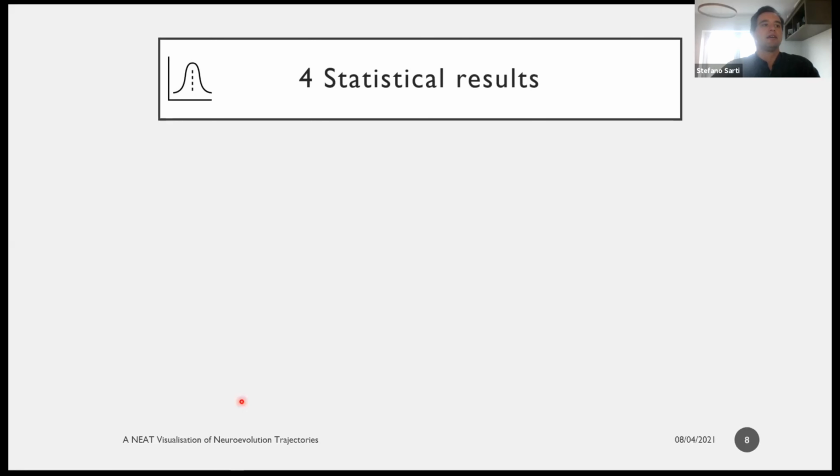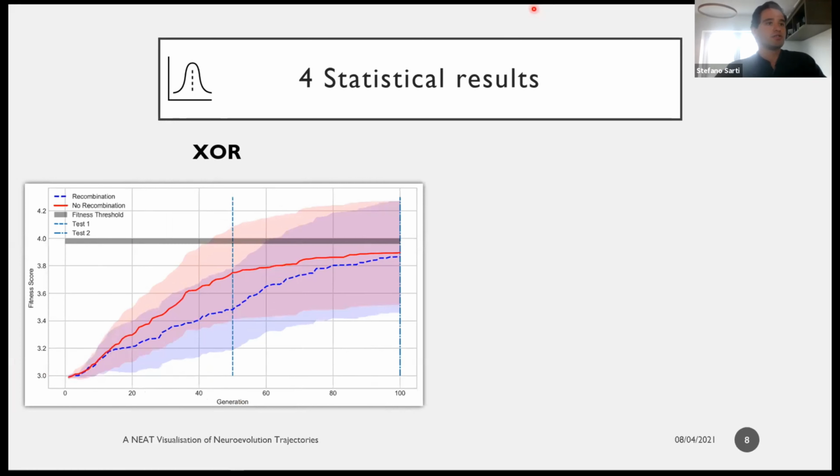So here we can see the convergence plot, initially for XOR. We have fitness scores on the y-axis and the generations on the x-axis. So XOR goes from 0 all the way to 100 generations. In terms of fitness threshold, the domain is deemed solved when it reaches a fitness threshold of 3.98.